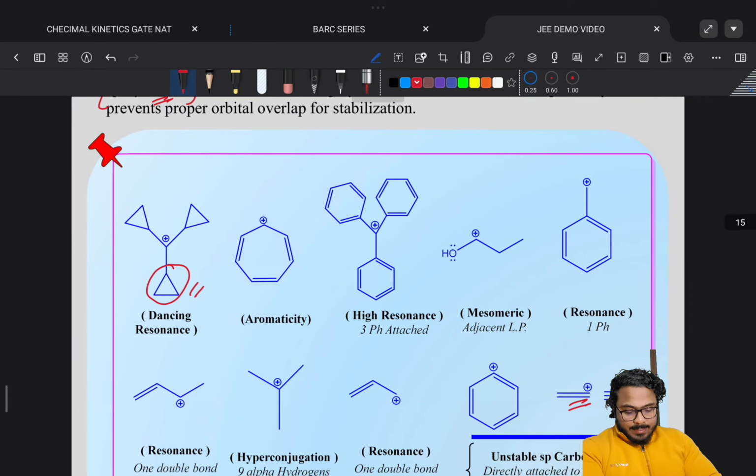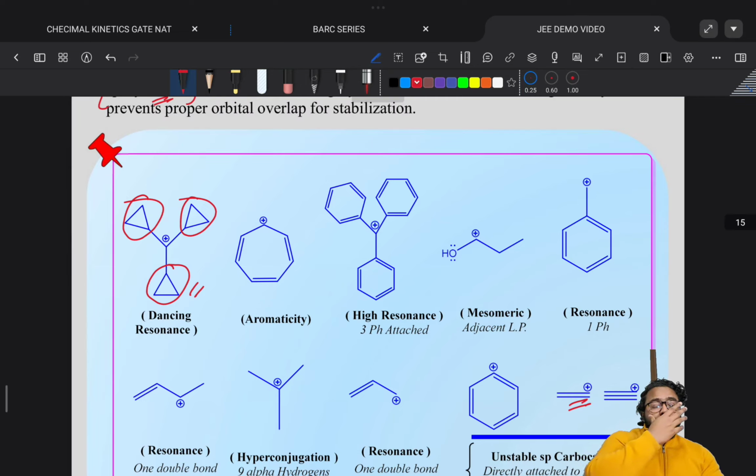Here there are three cyclopropyl rings, and the dancing resonance will happen when the cyclopropyl ring is attached to the carbocation. The more cyclopropane rings are attached to the carbocation, the more dancing resonance will affect that carbocation, and that carbocation will be highly stabilized. Okay, so this is the basic concept.